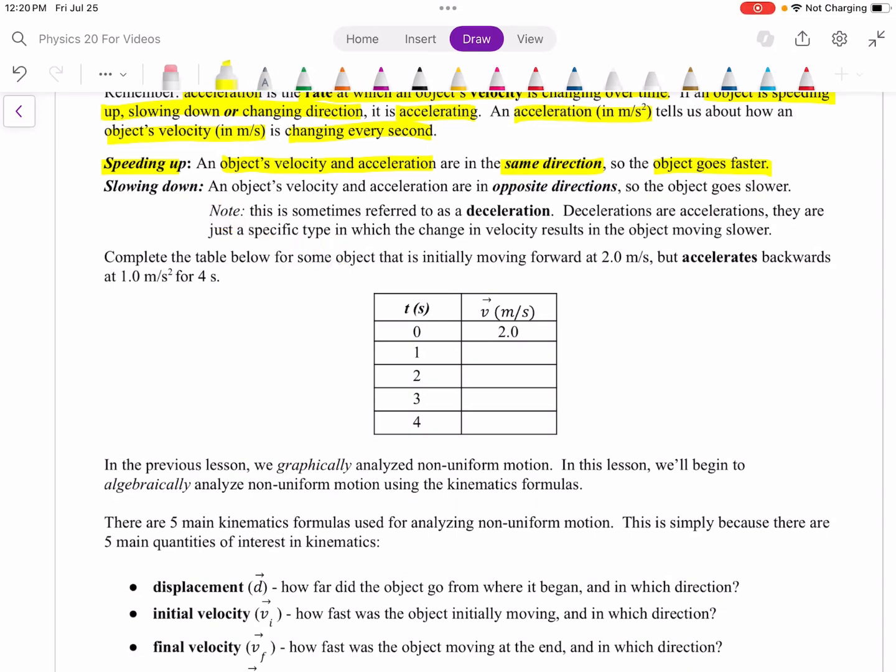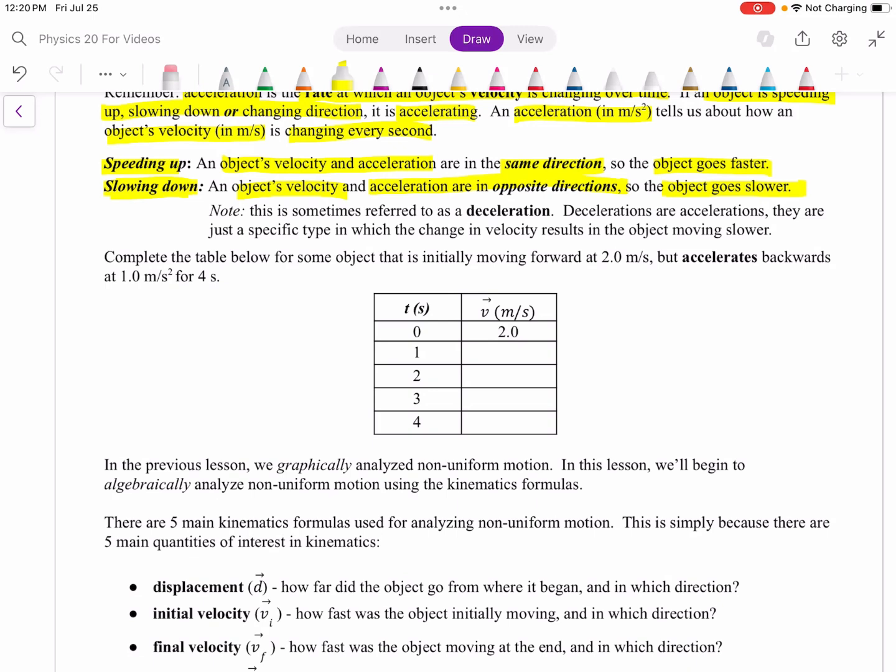Or negative velocity, negative acceleration, it gets faster and faster in the negative direction. And remember, it is possible for an object to be moving in one direction but accelerating in the opposite direction. That just means it's slowing down, it's getting slower. So if the object's velocity and the acceleration are in opposite directions, the object gets slower. Maybe it has a positive velocity and a negative acceleration. So it is moving in the positive direction, but its velocity is changing towards the negatives. And so that just means it's getting slower and slower and slower.